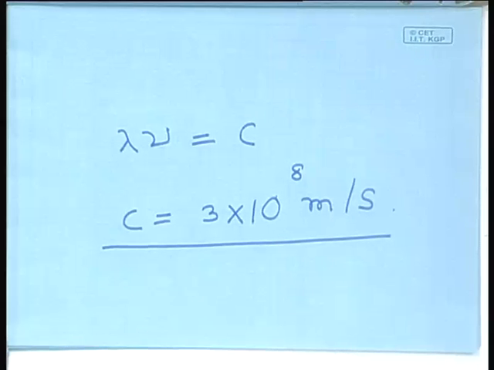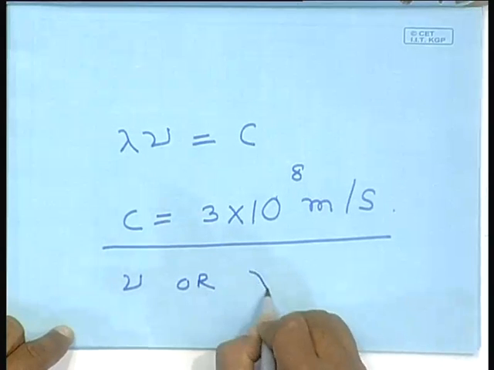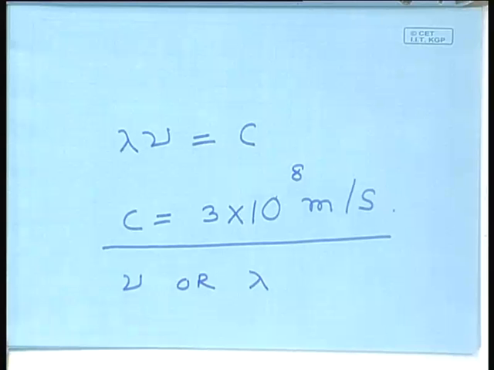And the question is that in our discussion till now, nu and lambda, which are equivalent, have not been specified. The discussion was valid irrespective of the value of the frequency or the wavelength. So, the discussion was valid for electromagnetic waves of all frequencies or all wavelengths. It was not specific to a particular frequency or to a particular wavelength.